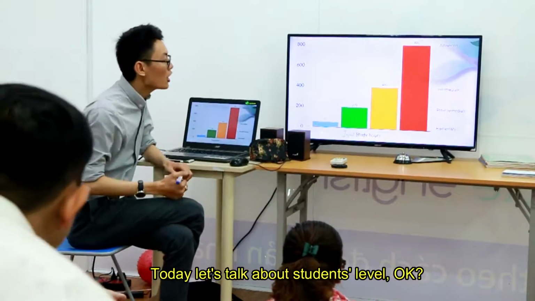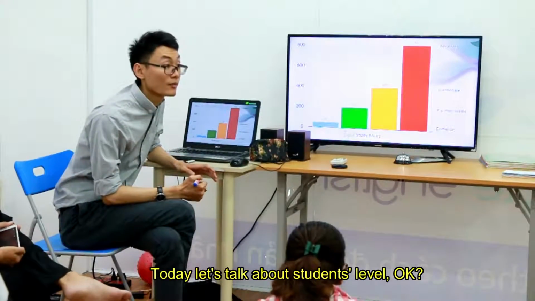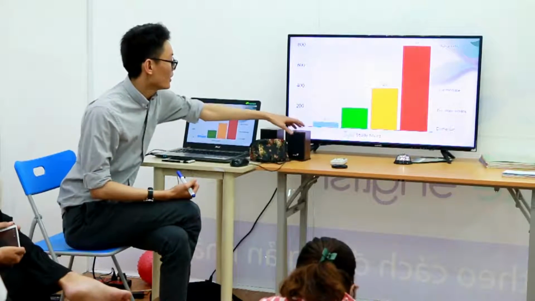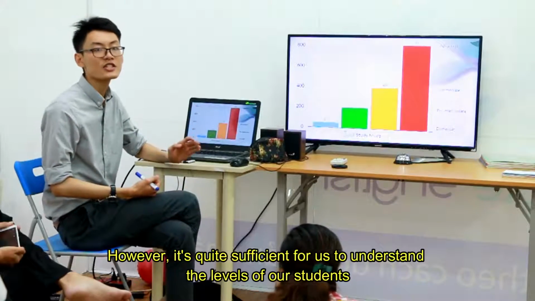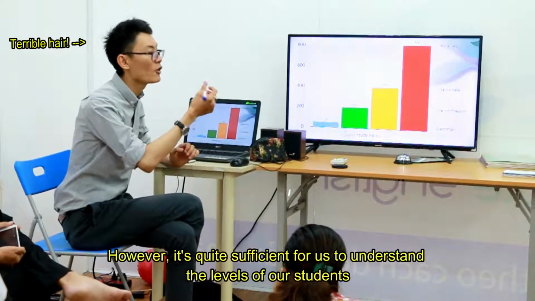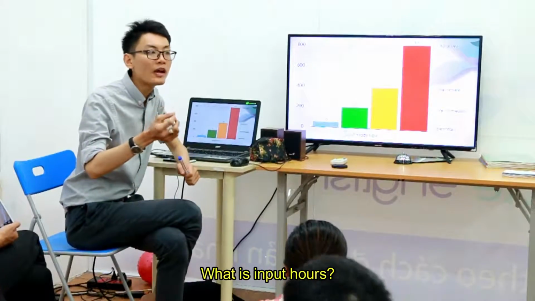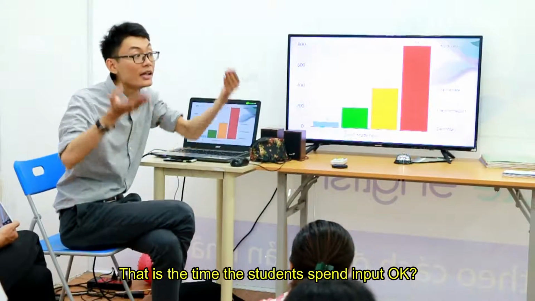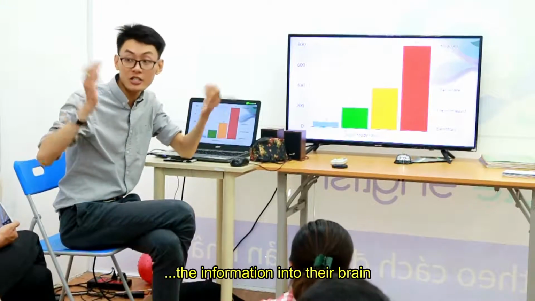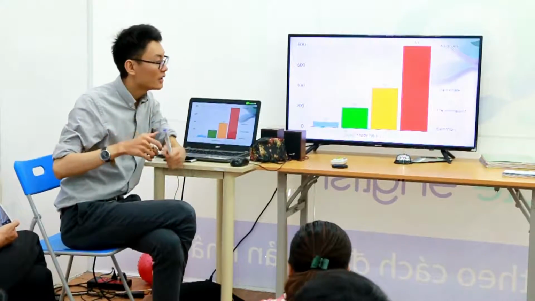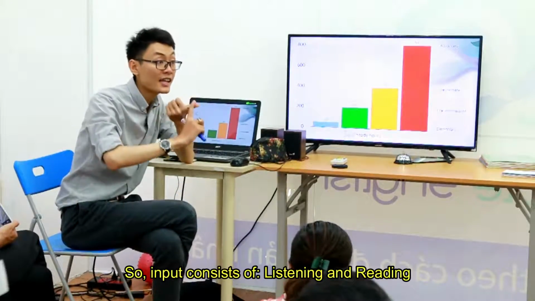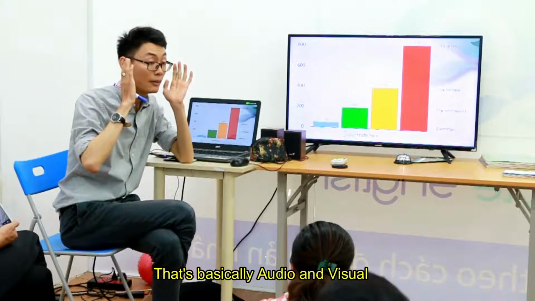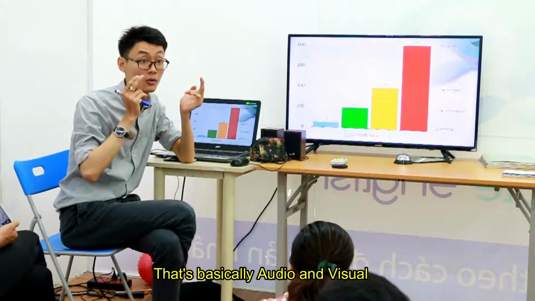Now today let's talk about students' levels. Okay, this is a simplified version. However, it's quite sufficient for us to understand the levels of our students. What is input hours? That is the time the students spend inputting the information into their brain. So input consists of listening and reading, that's basically audio and visual.